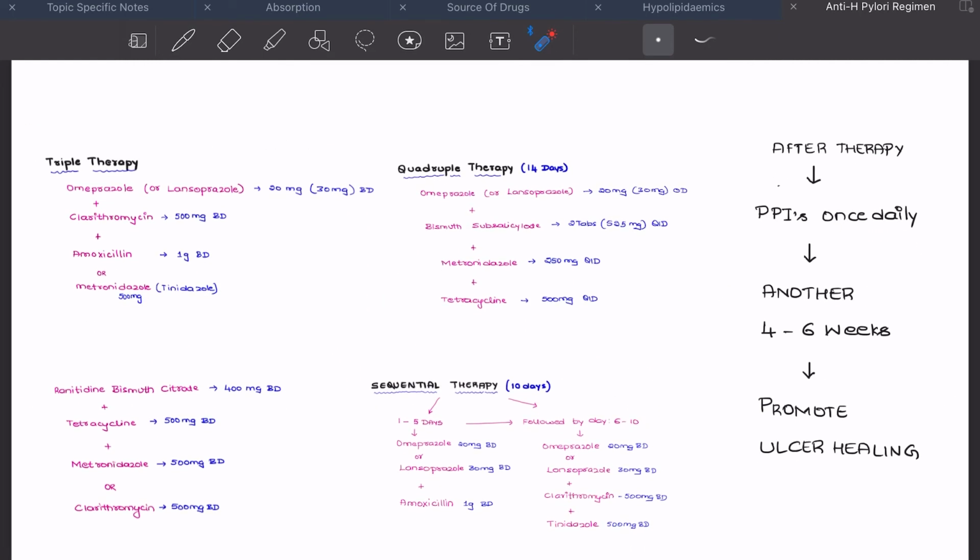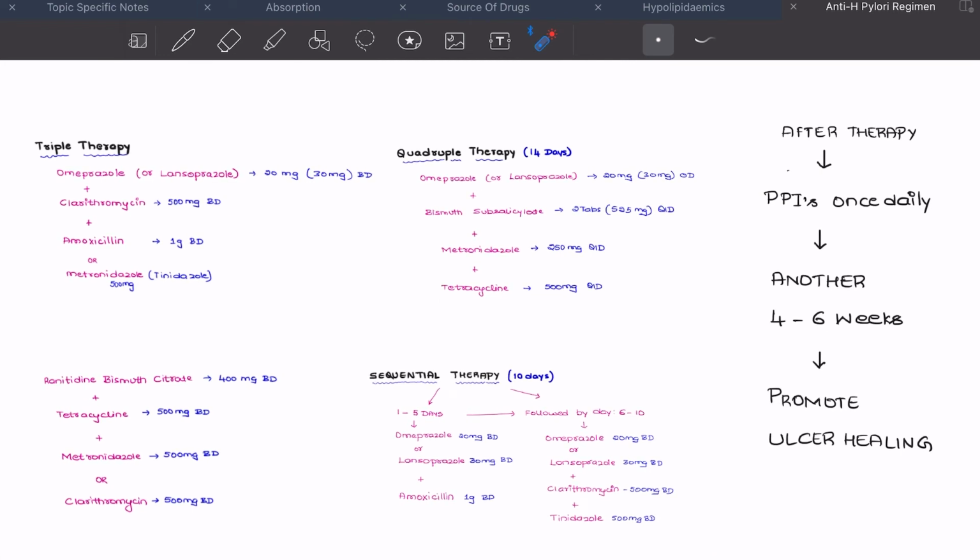Next, moving on to the summary. Triple therapy means you will be using three drugs in combination. Most commonly, out of three drugs, one will be from proton pump inhibitor and the other two drugs will be from the antimicrobial agents. Here the proton pump inhibitor can be omeprazole 20 mg or lansoprazole 30 mg BD. This is combined along with clarithromycin 500 mg BD or amoxicillin 1 gram BD. If the patient is allergic to penicillin, you can replace amoxicillin with metronidazole 500 mg, or in place of metronidazole you can use tinidazole.